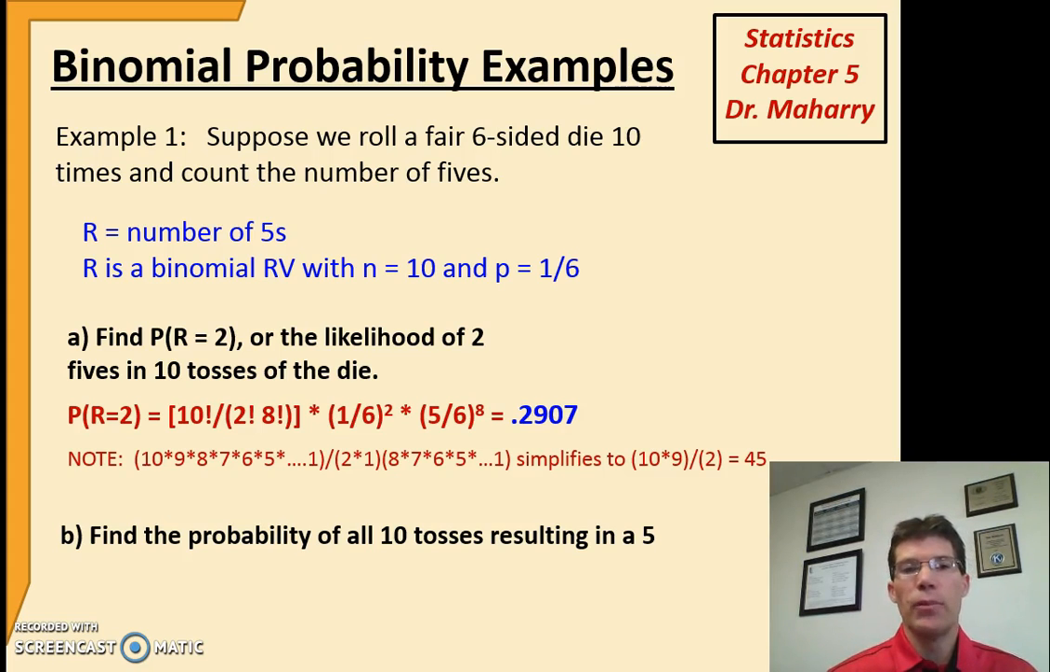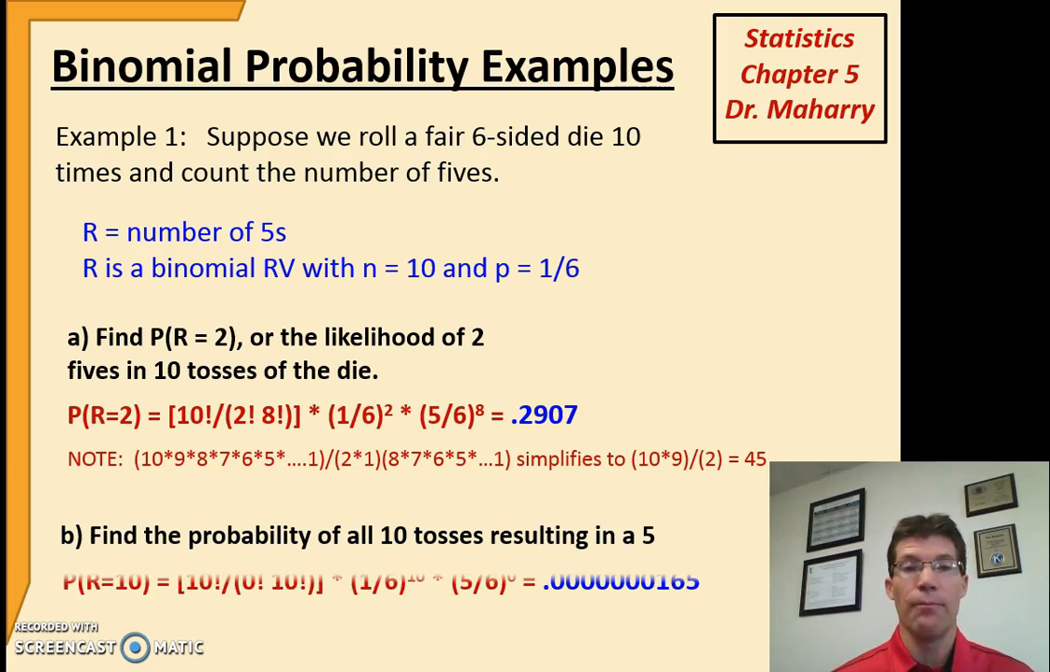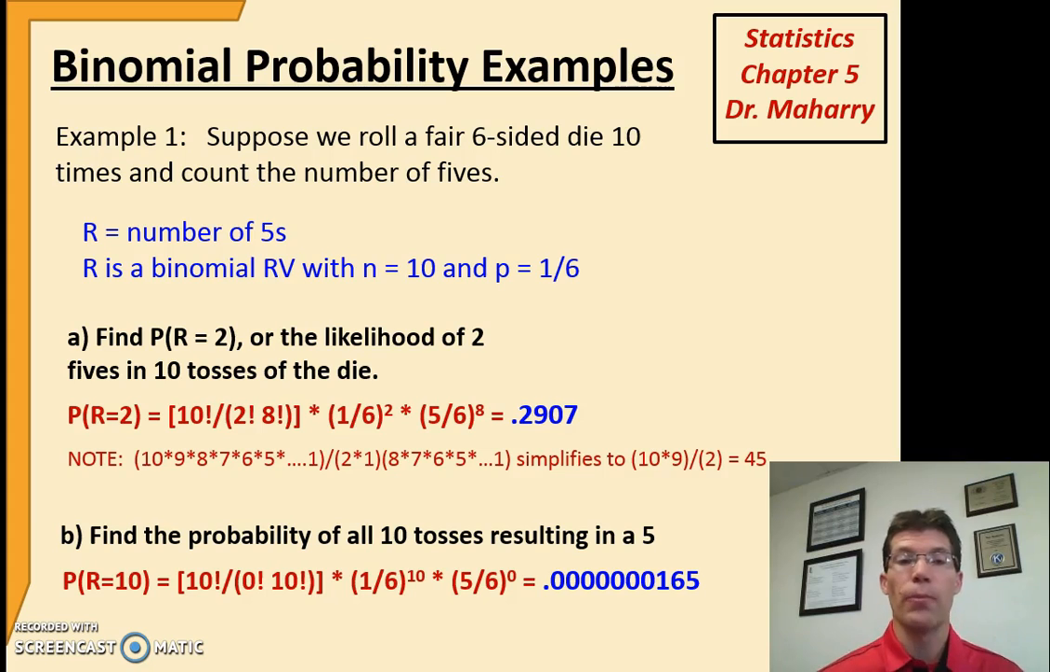Suppose I said, what's the probability of all of the tosses being 5s? In other words, I toss it 10 times and I get a 5 every time. Again, if I plug into the formula, I get a very, very small probability, which should make sense. If I roll a die 10 times, the likelihood I get 10 consecutive 5s should be pretty small. Here I'm plugging in n equals 10, r equals 10, and p equals 1/6. And notice you get a 0 factorial. Remember, 0 factorial is equal to 1.